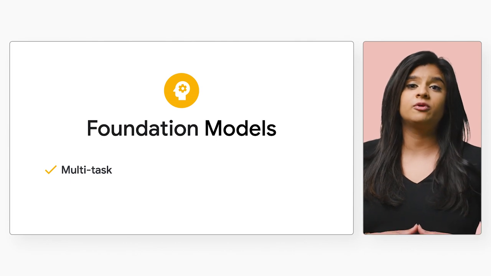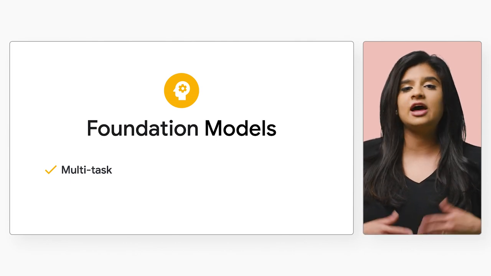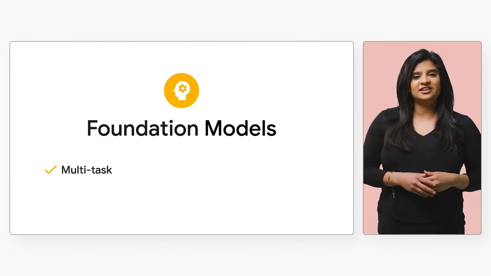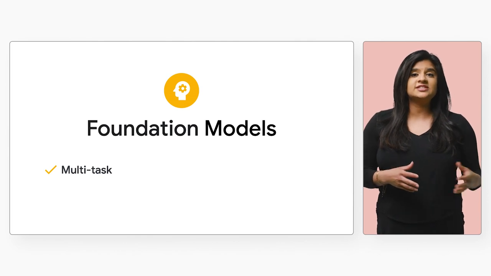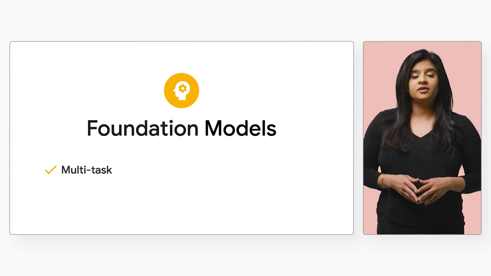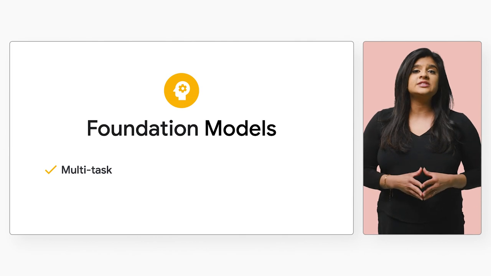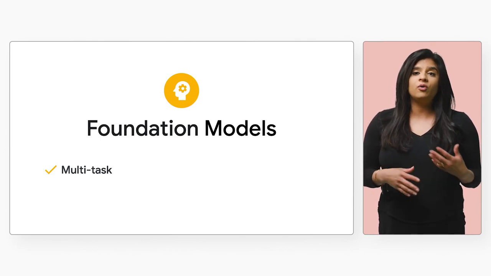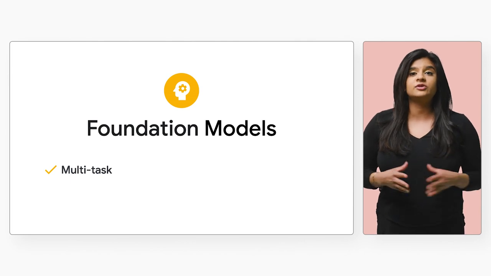One foundation model can perform a wide array of tasks out of the box, such as summarization, question and answering, classification. There are different modalities for data types, such as images, text, code, and more. For example, Google's image foundation model, Imagen, can predict and generate high-quality images from natural language input.